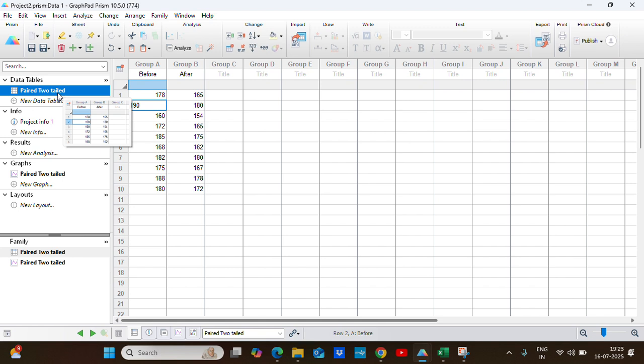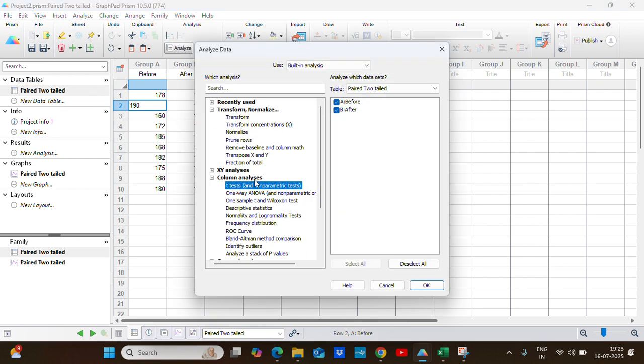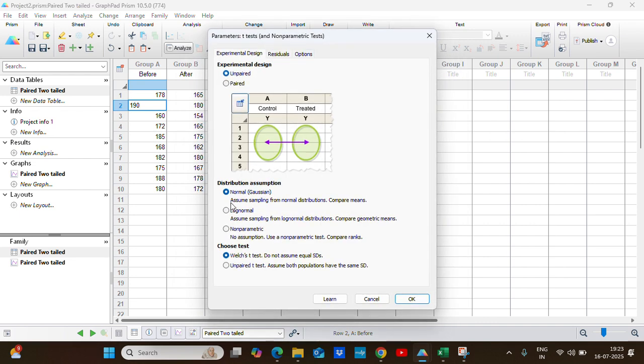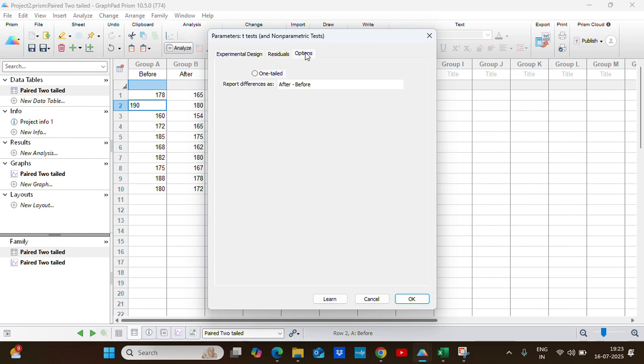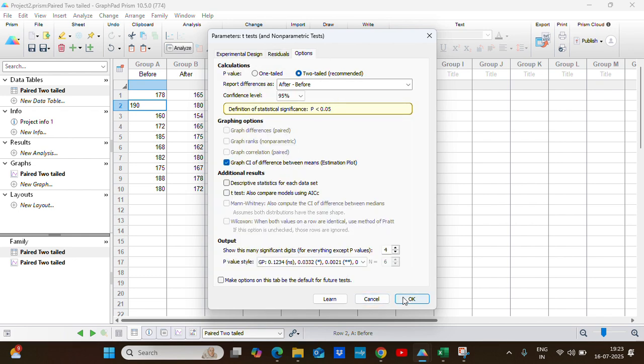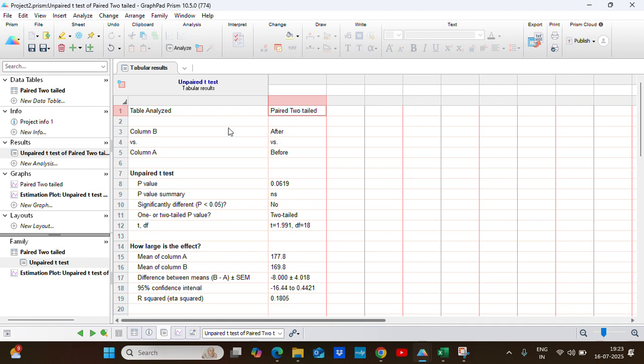Before we go to the complete analysis, I want to show you how to see whether their standard deviations are the same or not. First you have to select this, go to analysis, go to column analysis, t-test. You have to select both column data sets A and B, then okay, then unpaired t-test. Here choose test, unpaired t-test, option two-tailed. Okay, now here the tabular result comes.